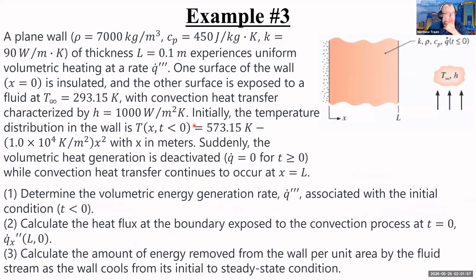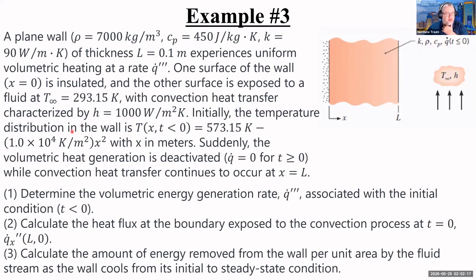And then let's see what else. Okay, the other surface is exposed to fluid at T infinity equals 293.15 Kelvin, with a convective heat transfer characterized by h equal to 1,000 watts per meter squared Kelvin, right? So we have a convective boundary here.